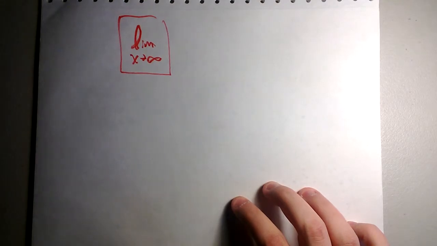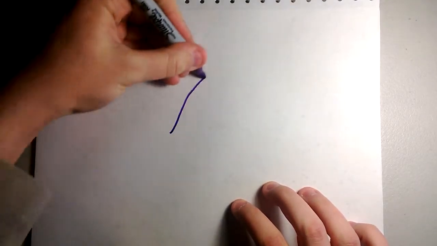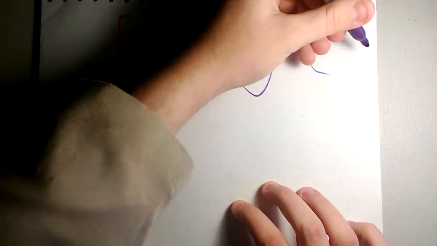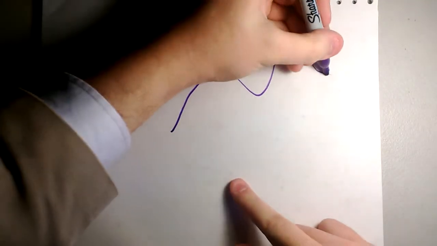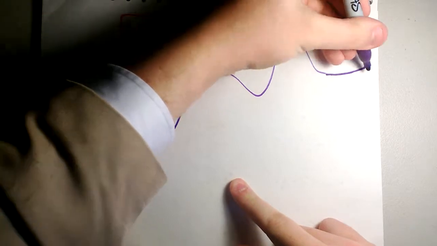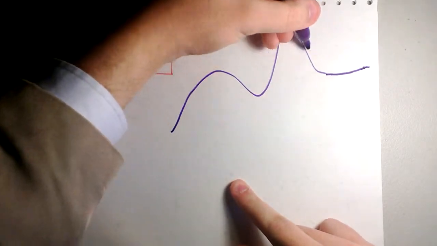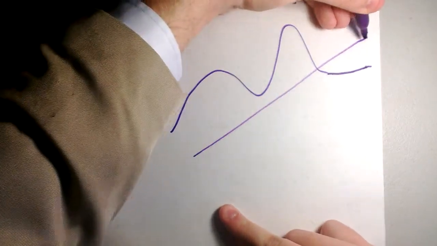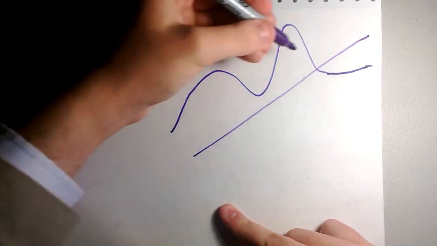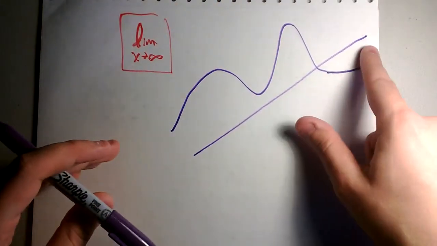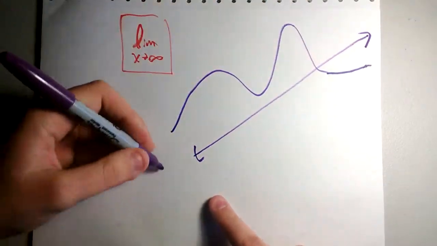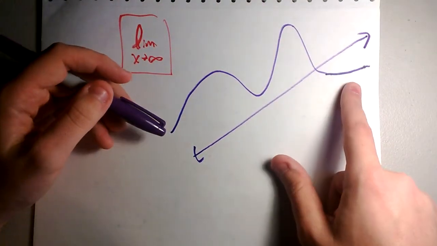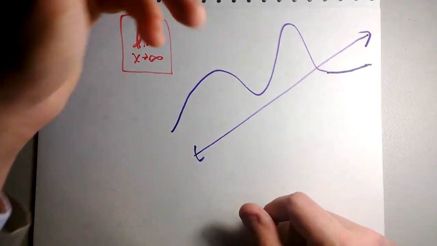Just to remind ourselves, if you have some kind of curve doing its behavior, eventually it will either slow down to one result or go to infinity. That's kind of the two behaviors that can happen on any curve. Slow down to a result, or go to infinity.